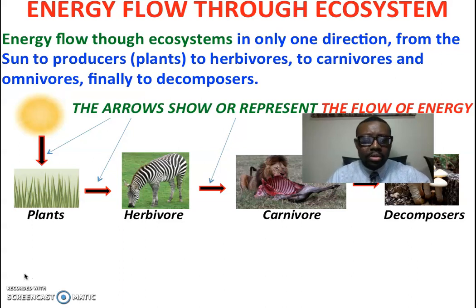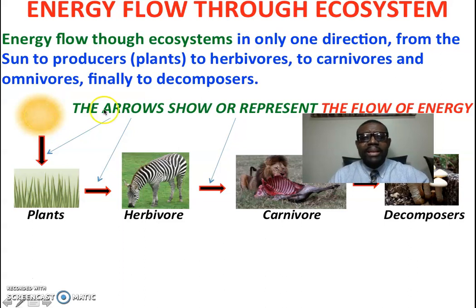So today we are going to look at how energy flows through an ecosystem, the flow of energy through an ecosystem. In almost every ecosystem, energy flows in only one direction, usually from the sun to producers, to herbivores, to carnivores, and finally to decomposers.